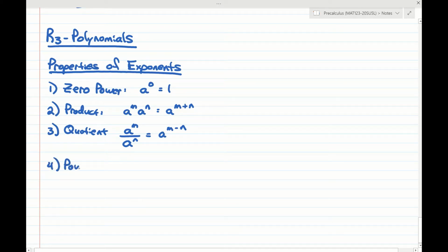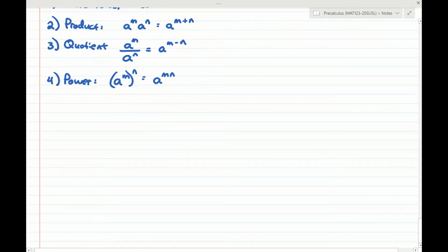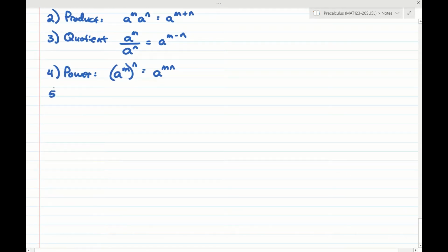Next, we have what's called the power property. Power property says when you have a base to a power raised to another power, you multiply them. Fifth one is called a product to a power. So it's kind of like the product property and the power.